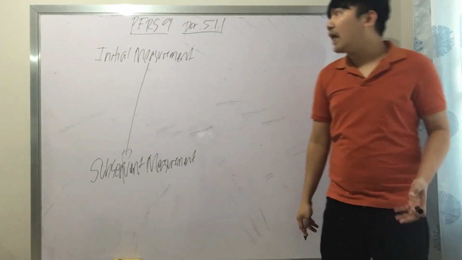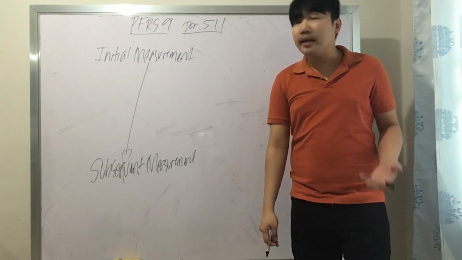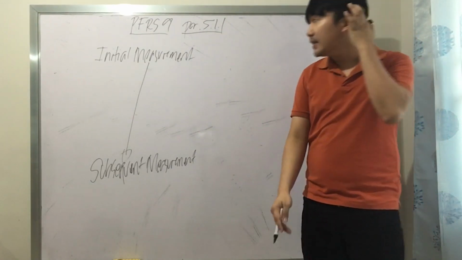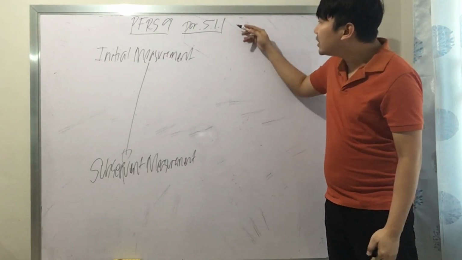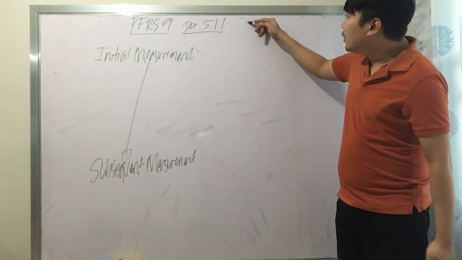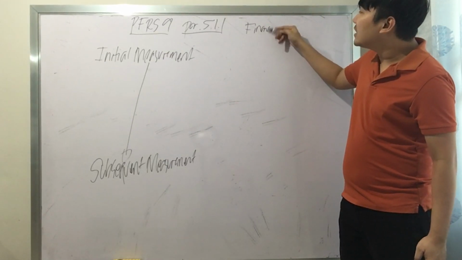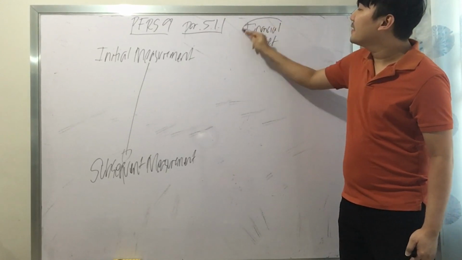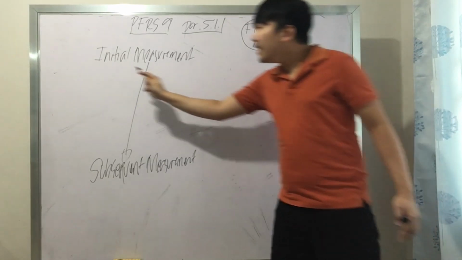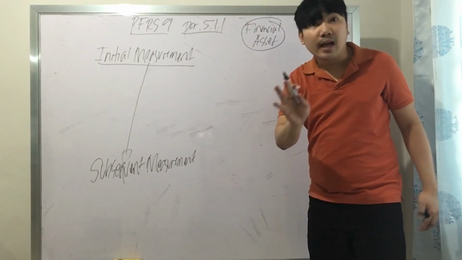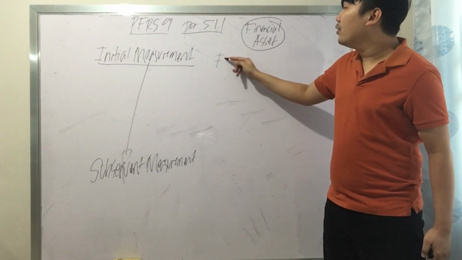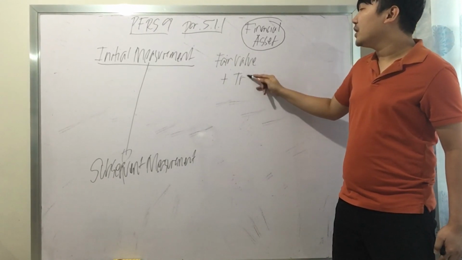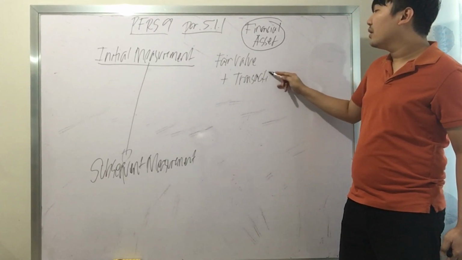Ayan, no? Anong sabi ng initial measurement under PFRS 9 paragraph 5.1.1? Ang sabi niya, class, yung financial asset should be initially measured at fair value plus transaction cost.